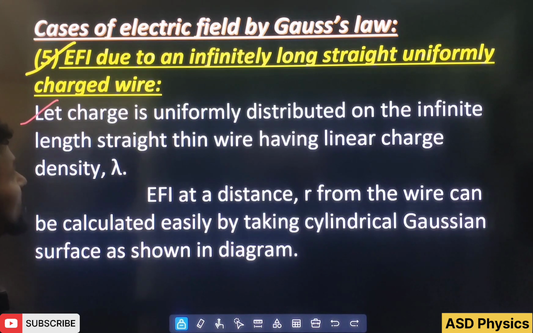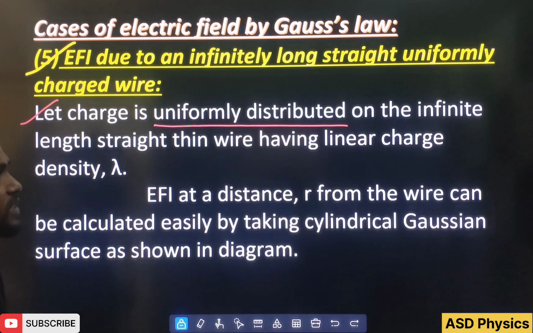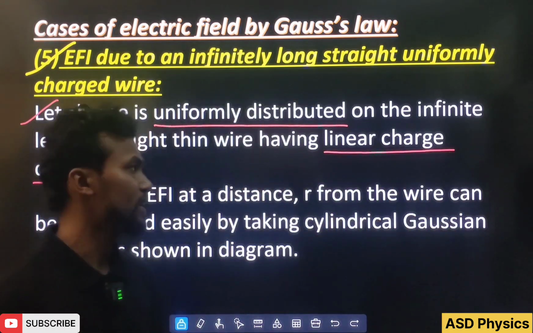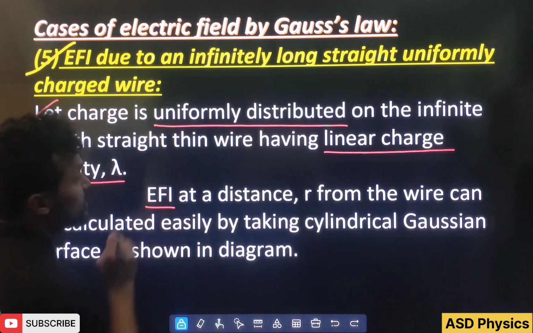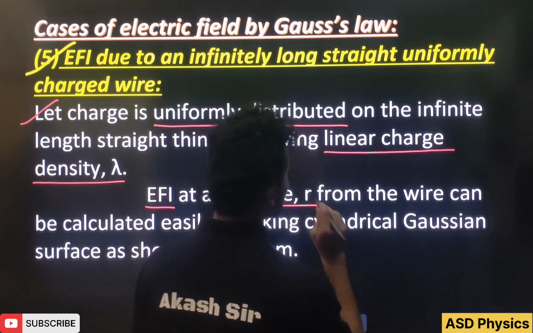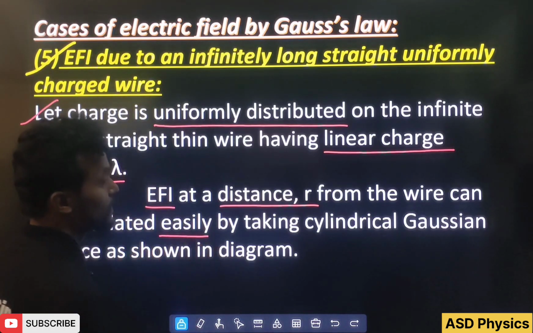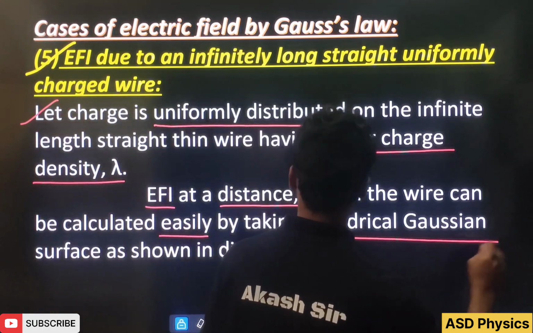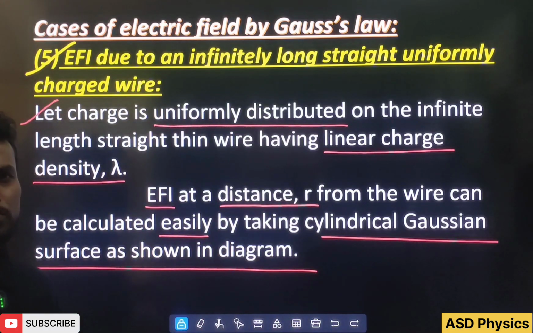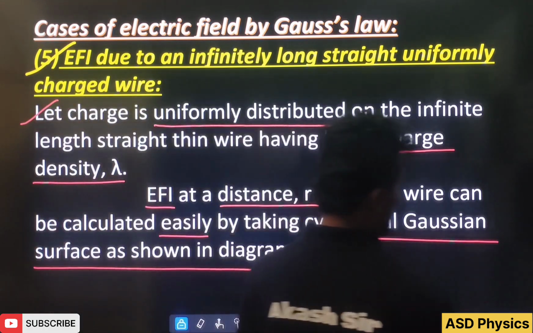Let's see here. Let charge be uniformly distributed on the infinite length straight wire having linear charge density lambda. After that, EFI means electric field intensity. So electric field intensity at a distance small r from the wire can be calculated easily by taking a cylindrical Gaussian surface as shown in the diagram. So in the next page we are just going to draw the diagram and we will see in a very easy way how to calculate the electric field.